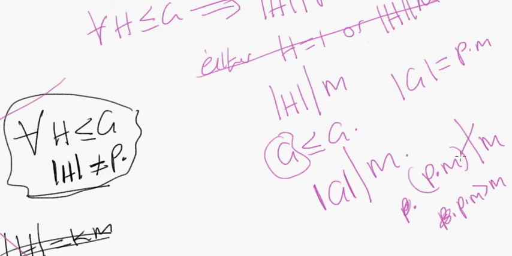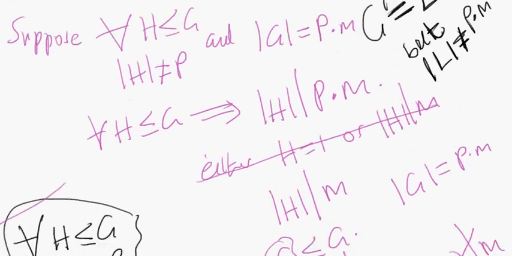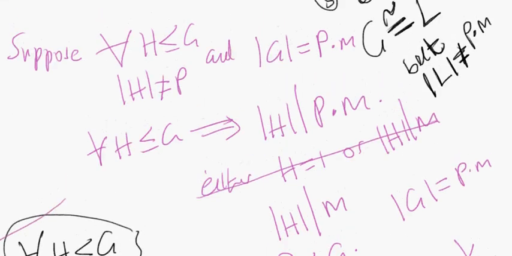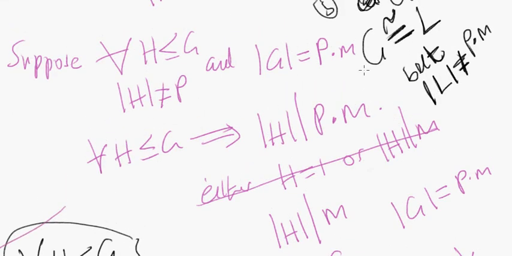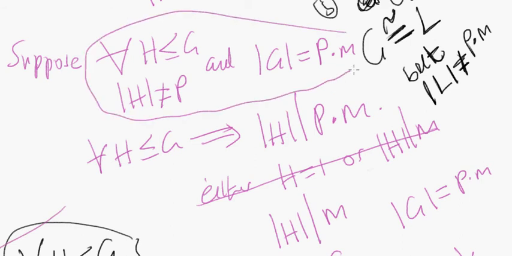Okay, so are we saying this is not true? Haven't we arrived at a contradiction here? If we have, aren't we saying then that these two statements can't be simultaneously true? That is, it is not the case that for all subgroups H of G, order of H does not equal to P. Okay. Let's not get ourselves confused here.